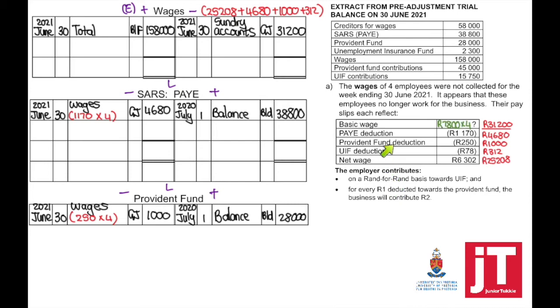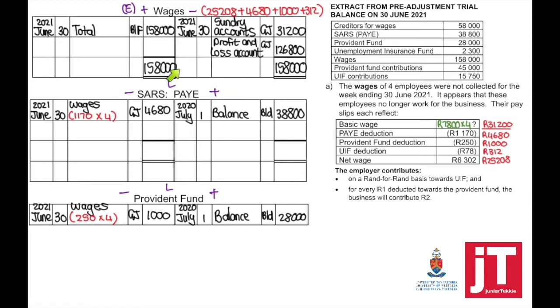So if you look at their payslip, if we would have taken the net plus deductions equals the basic wage and we times it by 4, we would have gotten the total gross wage, 31,200. Wages can now be closed off. It's an expense. So where do we close this off to?